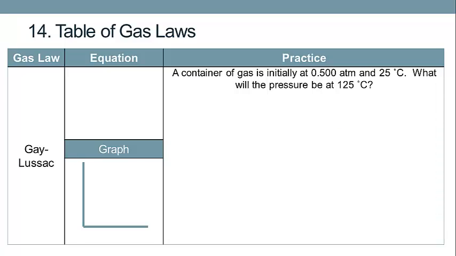Next is Gay-Lussac's law. So Gay-Lussac is the relationship between temperature and pressure. And you can remember that Gay-Lussac directly touches people. So the relationship between temperature and pressure is direct. So in order for volume to stay the same, if my temperature goes down, my pressure needs to go down.